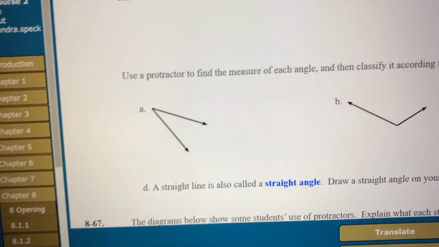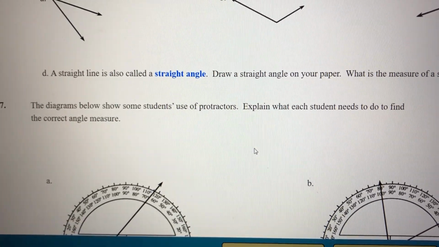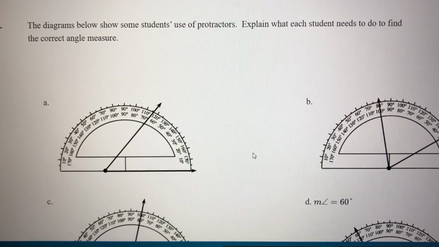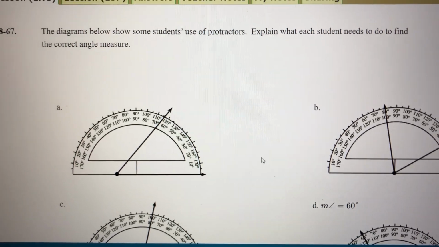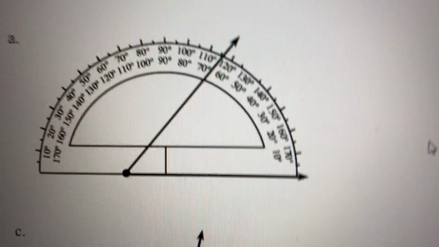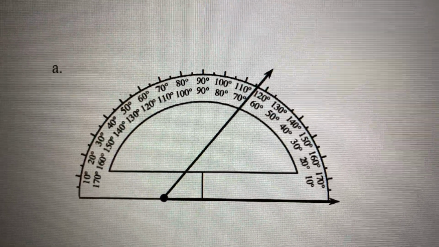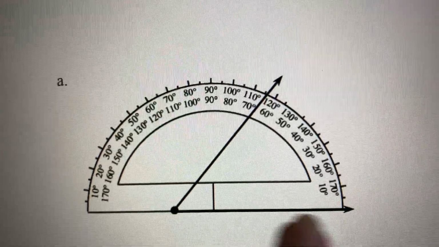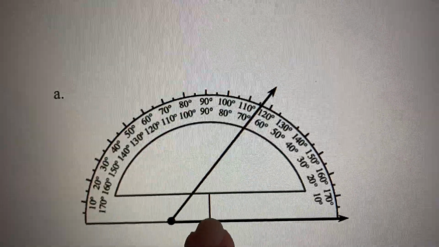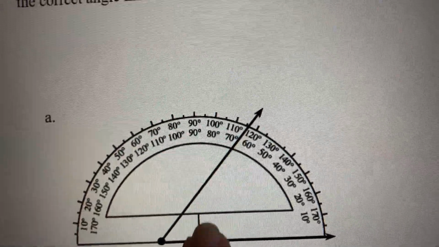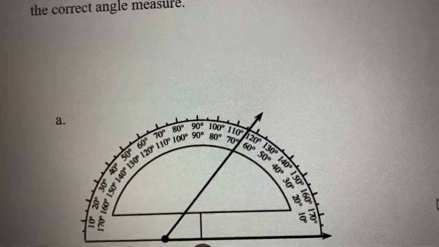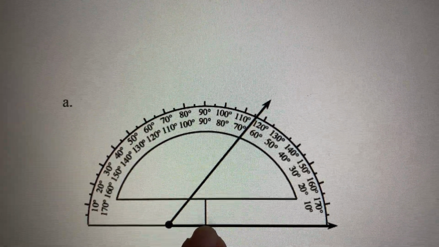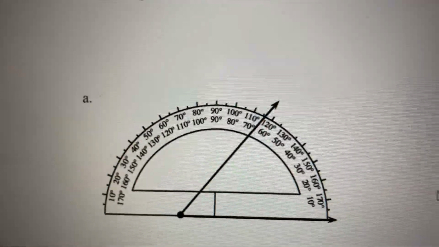Okay, 8.6.7. It wants us to look at how these students use protractors and explain what each student needs to do to find the correct angle measure. So they did something incorrect with their protractor. For part A, it looks like they've got the horizontal line going down here, which is good. It's lined up, but their 0 degree mark is, oh no, they need to be in the middle. So they're not in the middle. I said to put the vertex at the vertex of the protractor, which would be right here. So they need to move that baby over.